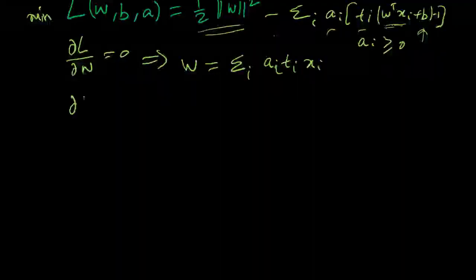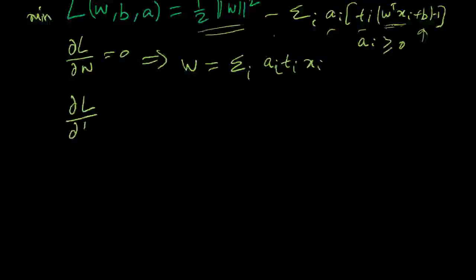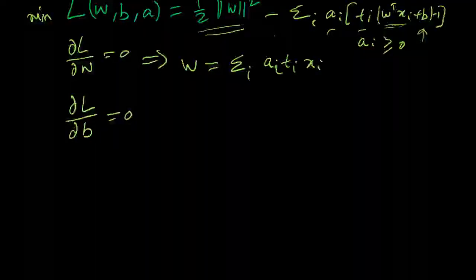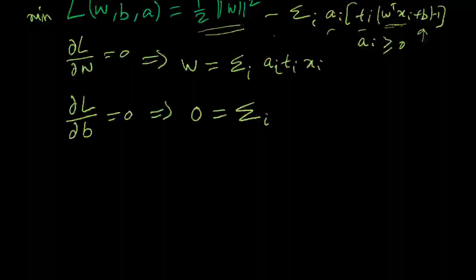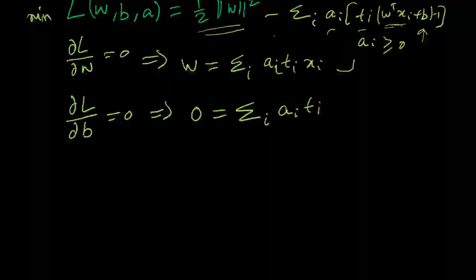Similarly, when we take the derivative of L with respect to b and we set that equal to 0, what we will get is this equation where you will have the sum over i of ai ti. Okay. So now we can plug these two back into the equation to eliminate both W and b.